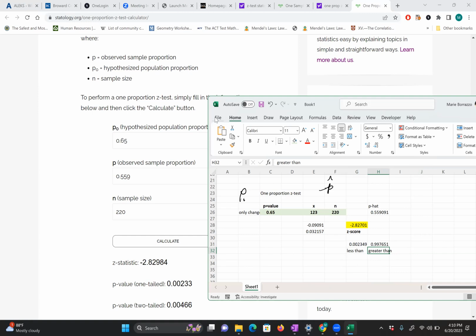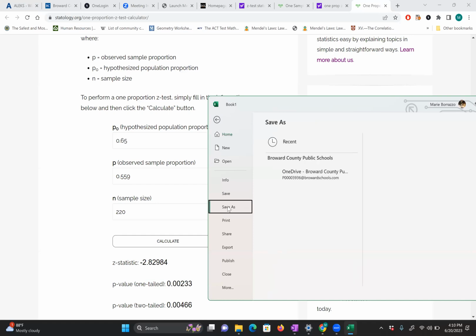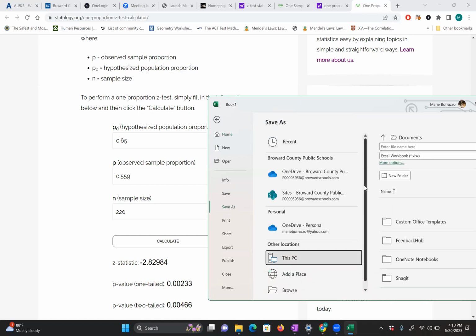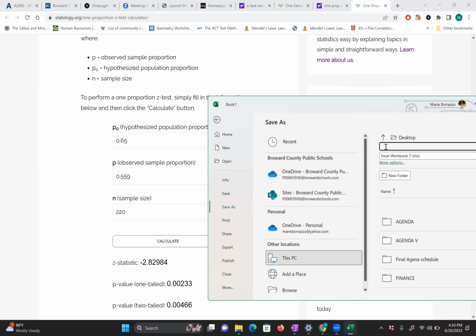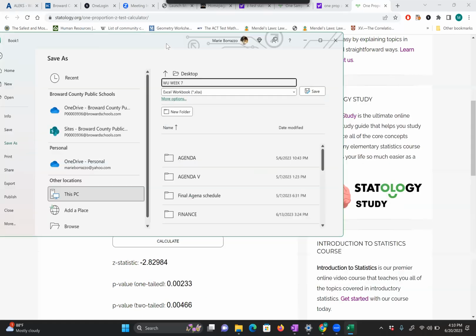And I'm going to call this file, save as, this PC, desktop. I'm going to call it WU week 7. And that should help you quite a bit, I think.